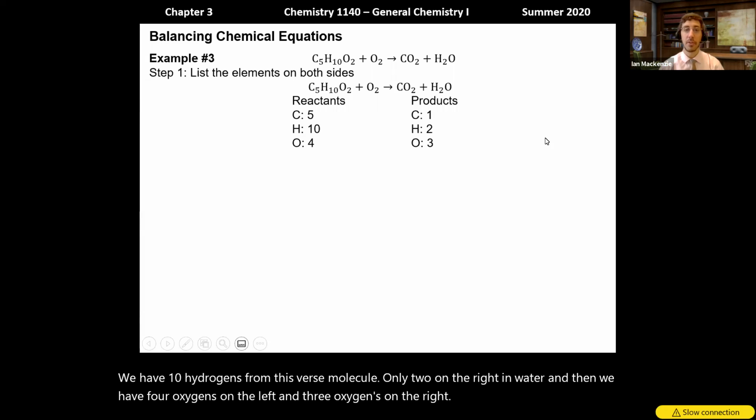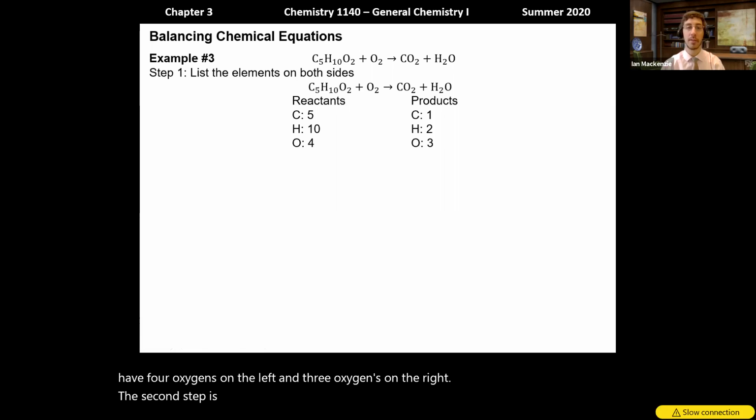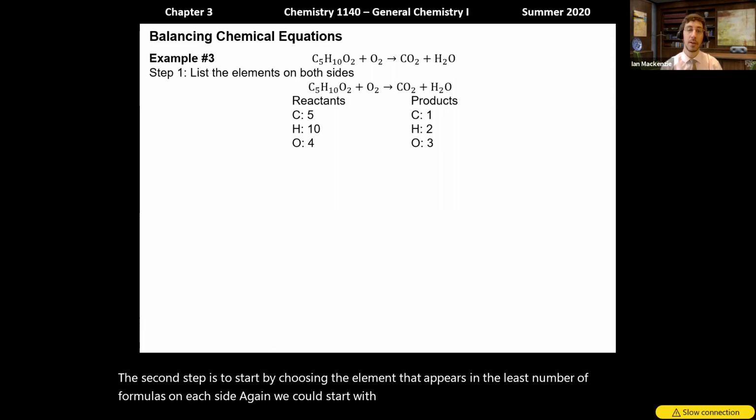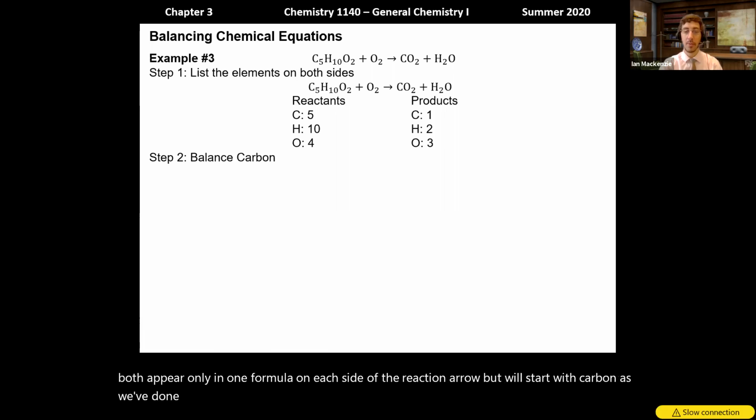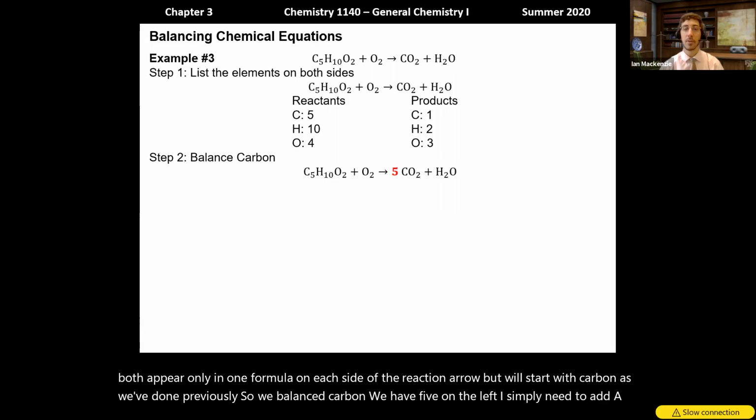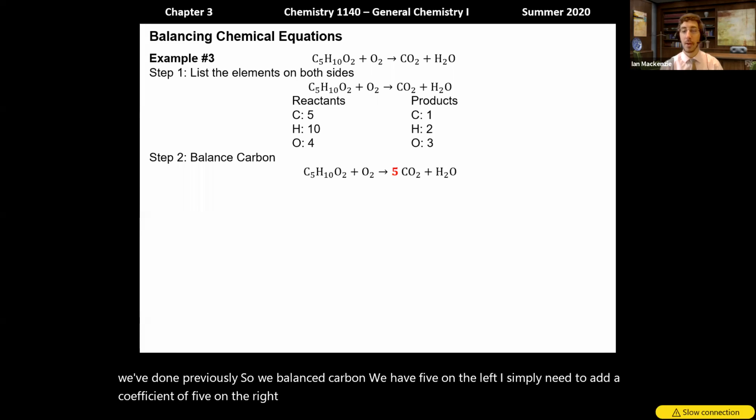Now the second step is to start by choosing the element that appears in the least number of formulas on each side. Again, we could start with carbon or hydrogen in this case because they both appear only in 1 formula on each side of the reaction arrow. But we'll start with carbon as we've done previously. So we balance carbon. We have 5 on the left. I simply need to add a coefficient of 5 on the right to get to now a case where if I relist my elements on both sides, I will see that I have balanced carbon.